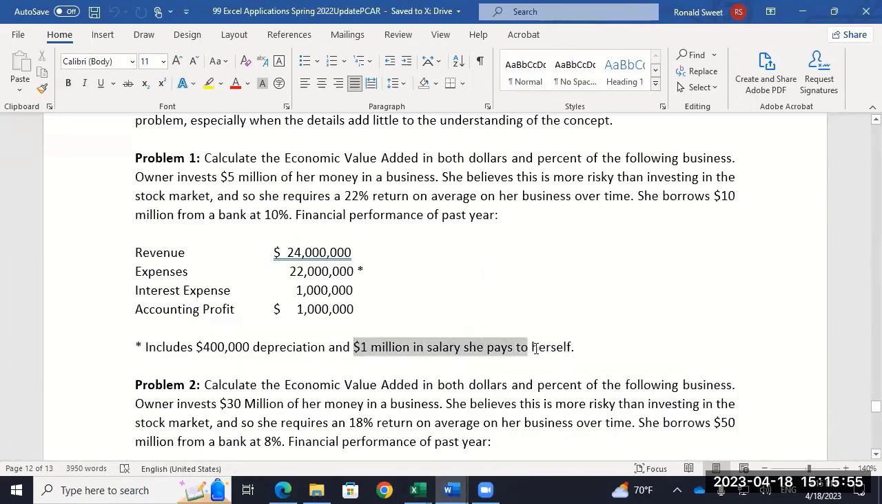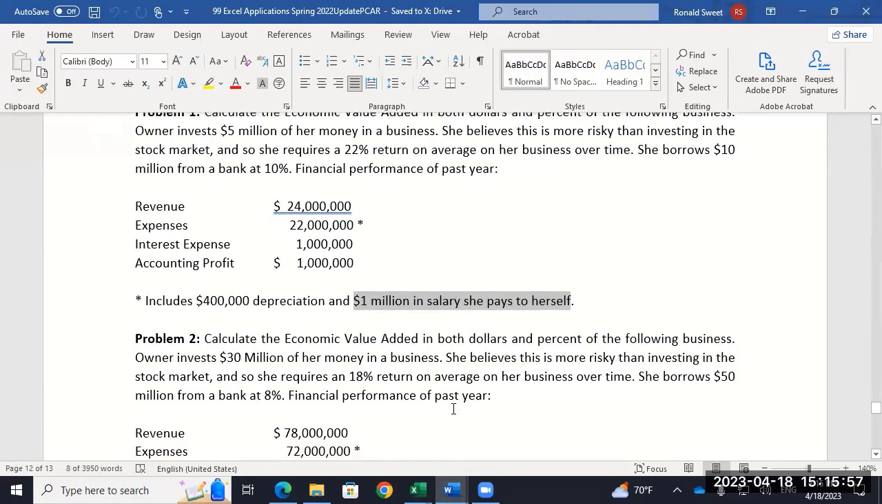The fact that she's paying herself salary is perfectly fine. Why? Because if she wasn't working for this business, she'd be working somewhere else and could make the $1 million. So that's a perfectly legitimate economic cost that she should count as a cost. Should she say, hey, I'm going to add the $1 million back because I should work for free? Does that make sense? Should she work for free? She could work somewhere else, right? So she should count the salary she pays herself as a legitimate business expense.